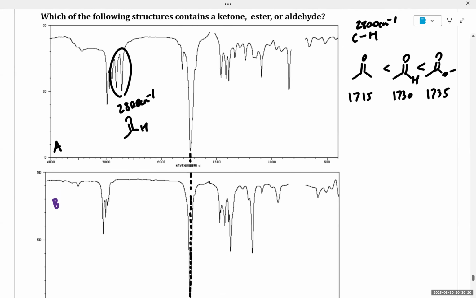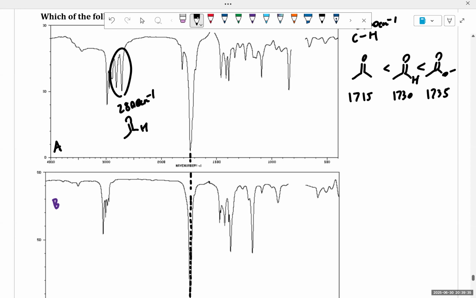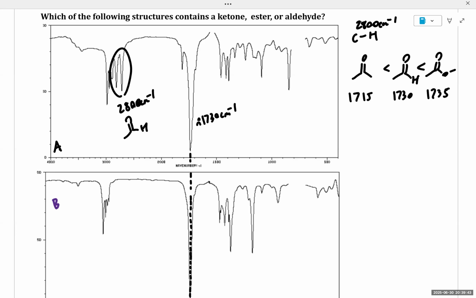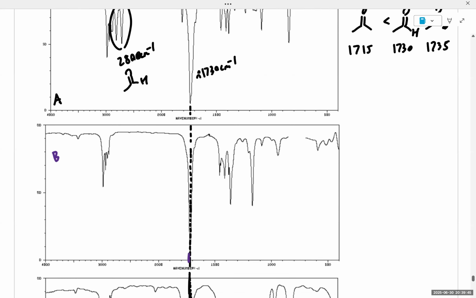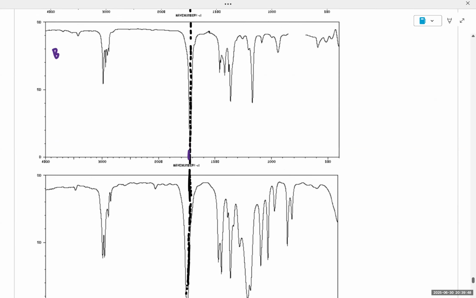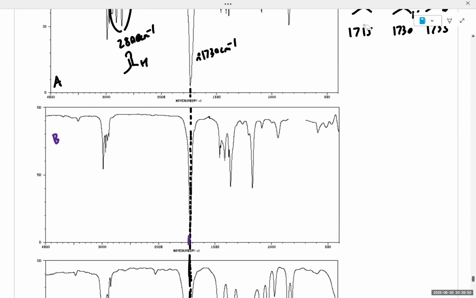So I'm going to tentatively assign this first spectra to the aldehyde because it contains these CH stretches, and it looks like we're pretty close to around 1730. Looking at the second spectra, I'm just going to erase this guideline that I made.